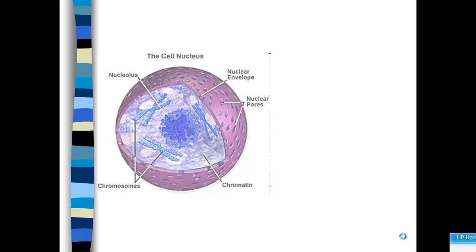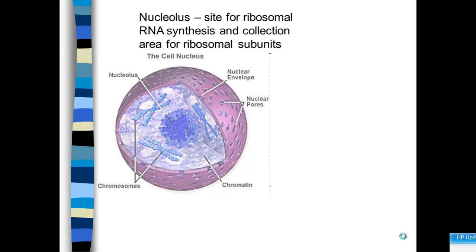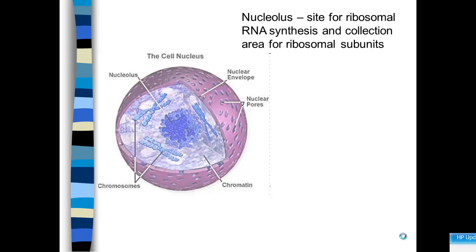The nucleus has an envelope. It's a double membrane envelope. There are nuclear pores that allow mRNA out and proteins in. And then there's a nucleolus. The nucleolus is darker, and there is chromatin in the nucleolus. That's the site of ribosome production. And then there are individual chromosomes. So the nucleolus, like I said, is the site of ribosomal RNA synthesis and collection of proteins for ribosomal subunits.